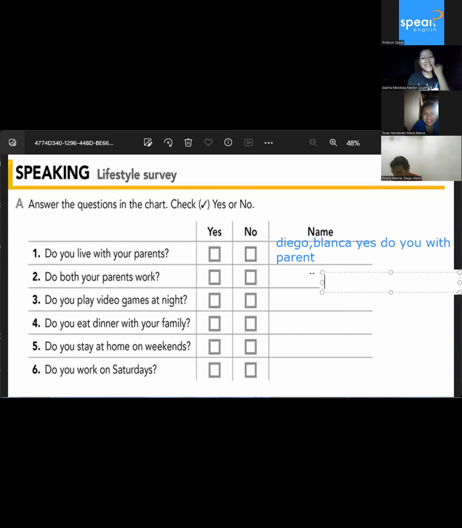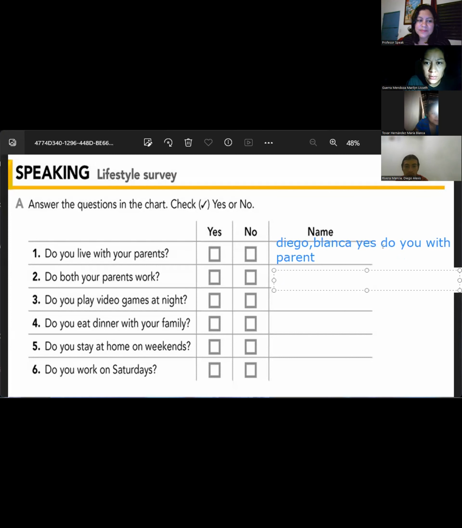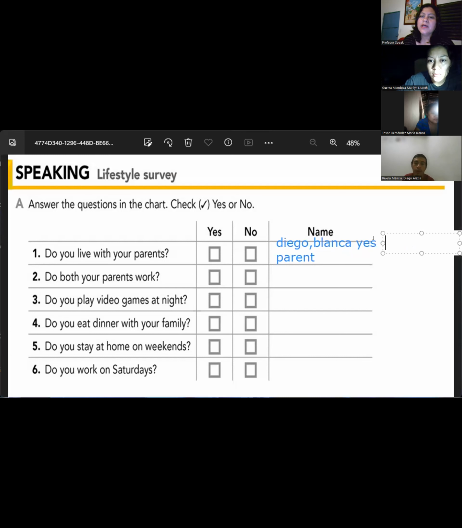Ahí creo que es yours, no. Ahí Diego Blanca, yes, do. Como es una pregunta afirmativa, solo van a poner Diego and Blanca live with their parents. Acuérdense que do no se pone para afirmativo. Diego and Blanca live with their parents. Como una oración afirmativa.